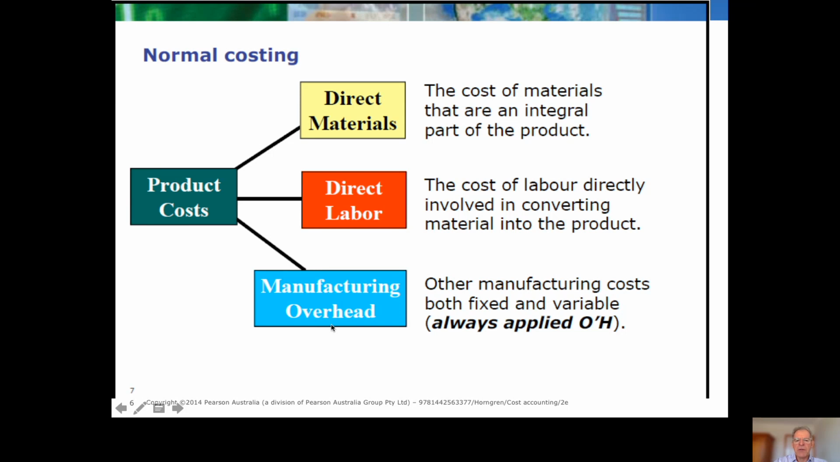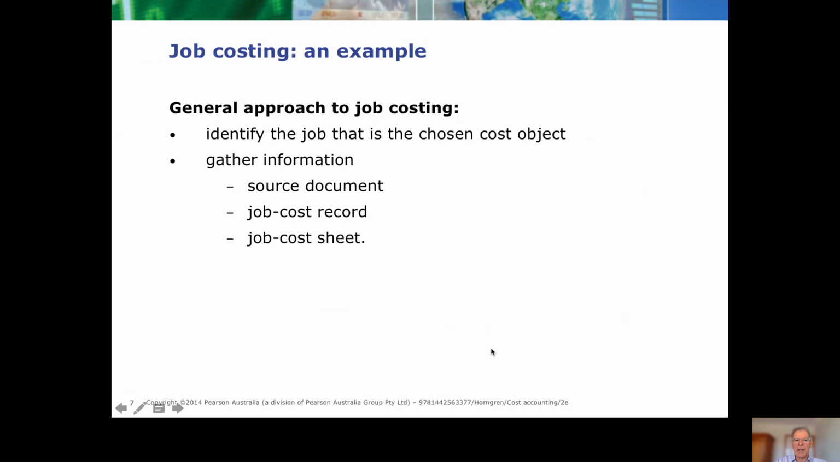So, the rent of the factory, the security guard wages, the forklift driver, all those sorts of costs of running the factory will be allocated. And we'll work out how to do that. Both those fixed and variables, they're applied, and we'll see that in the next few slides.